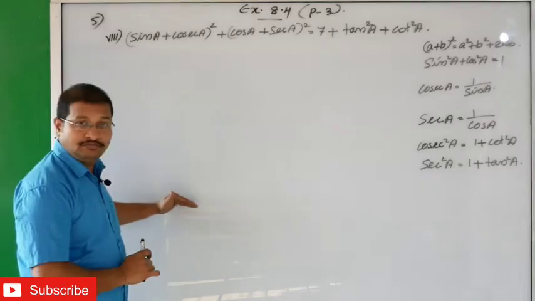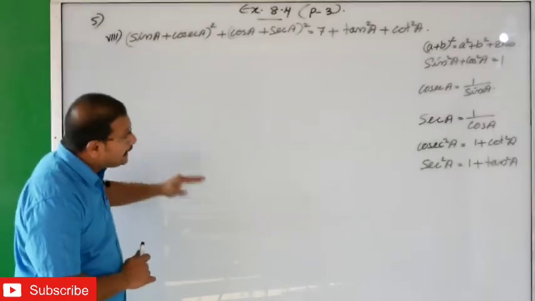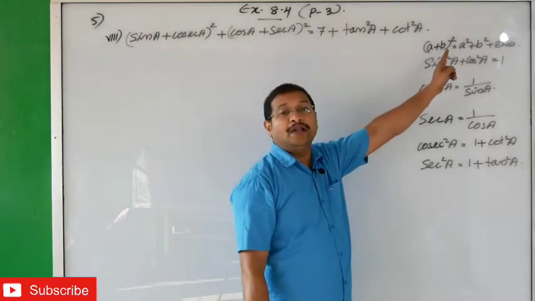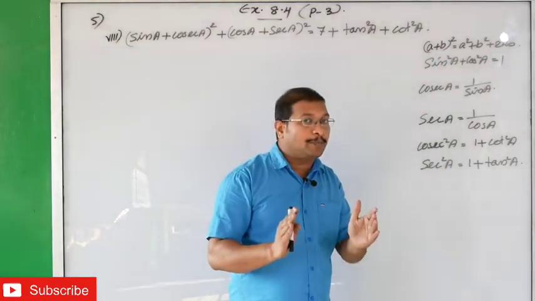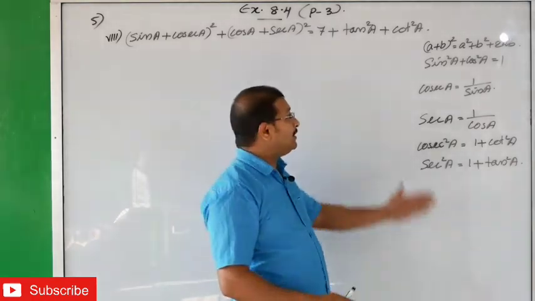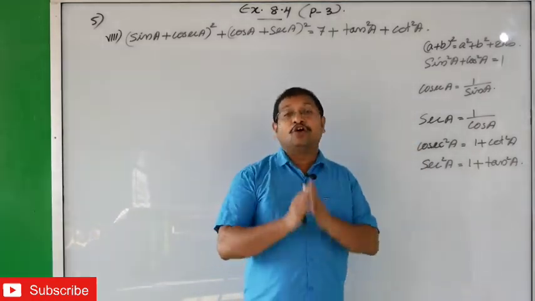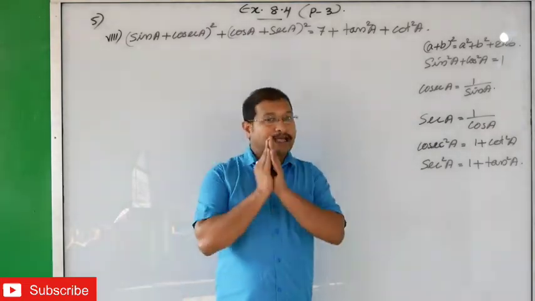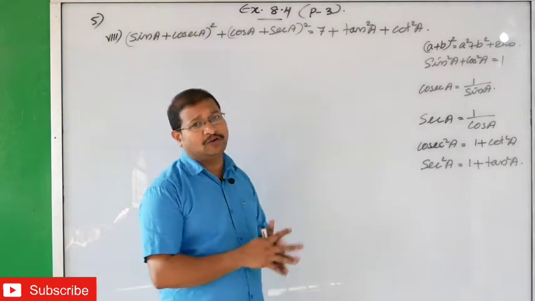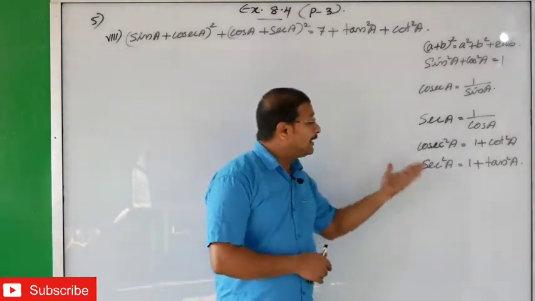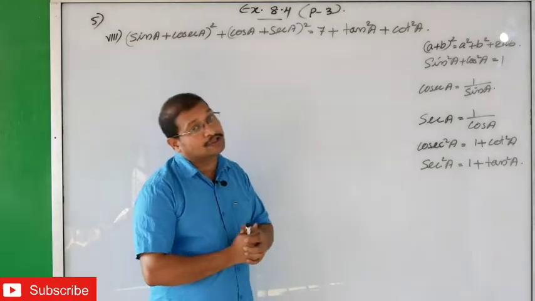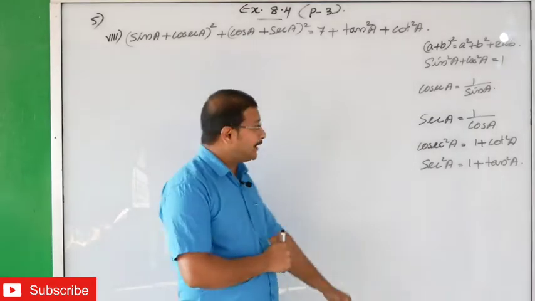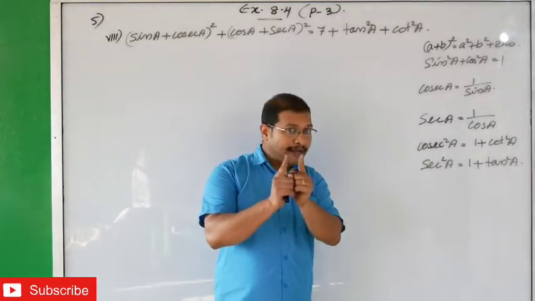To solve this problem, we have to study a few formulas. Let us see the formulas. First one, (a plus b) the whole square equals a square plus b square plus 2ab. Next one, sin square a plus cos square a equals 1. Next, cosec a equals 1 by sin a, sec a equals 1 by cos a, and cosec square a equals 1 plus cot square a, and sec square a equals 1 plus tan square a. So please note down these formulas and keep them.